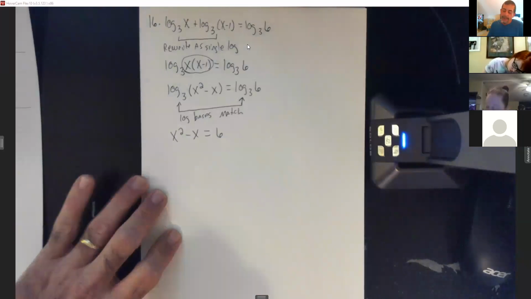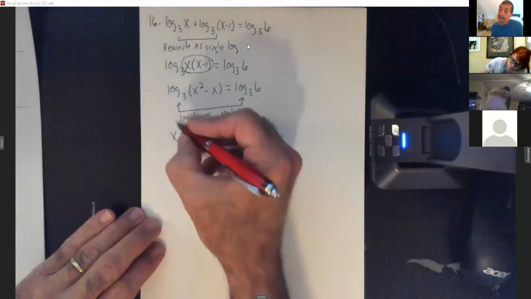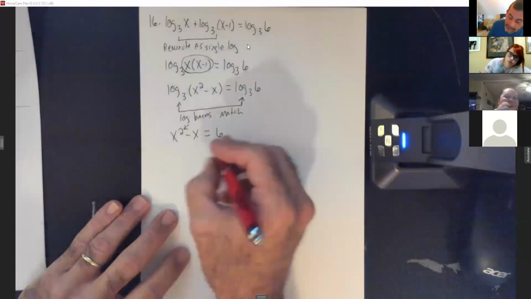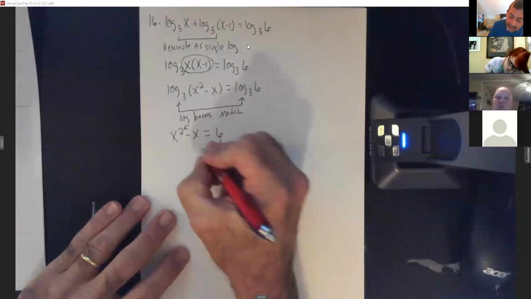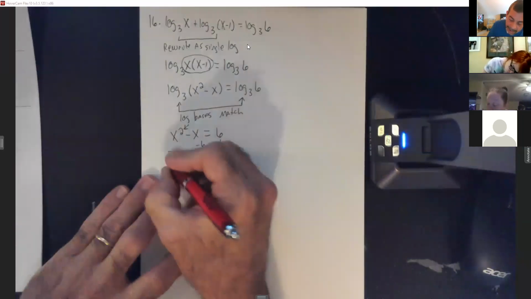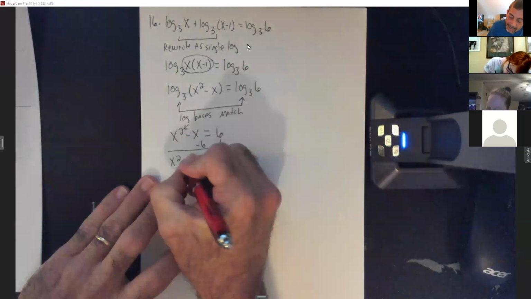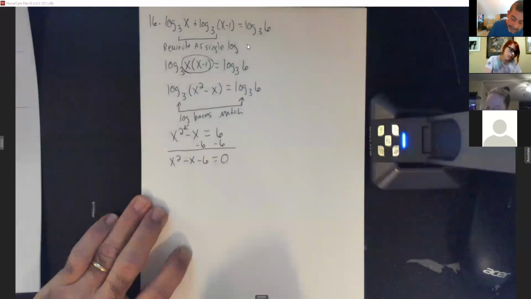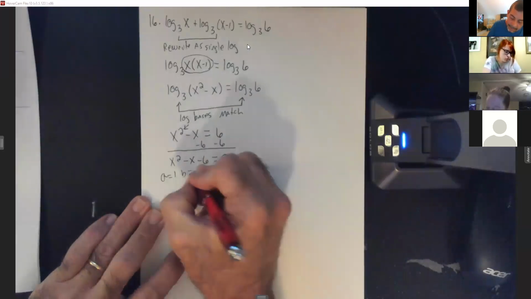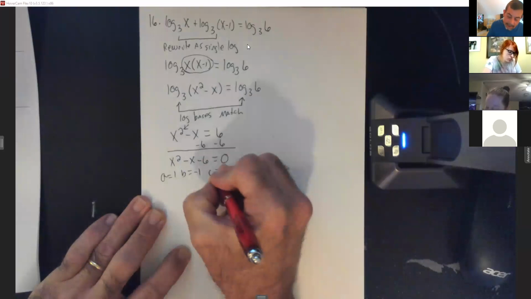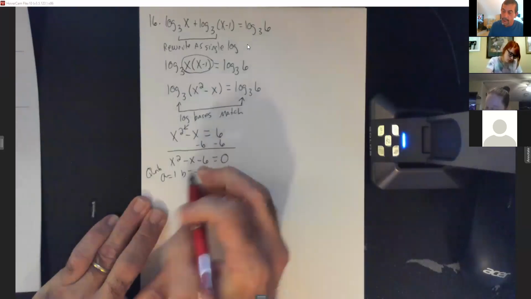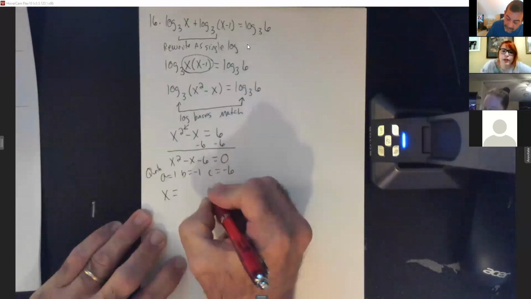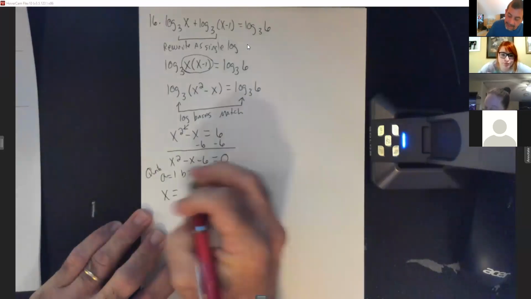At this point, we do have a quadratic equation because of the x squared term. So I need to get everything on one side. I'm going to subtract 6 from both sides, so I get x squared minus x minus 6 equals 0. On the quadratic formula, you could do a is 1, b is -1, c is -6. Or factoring gives 3 and -2.